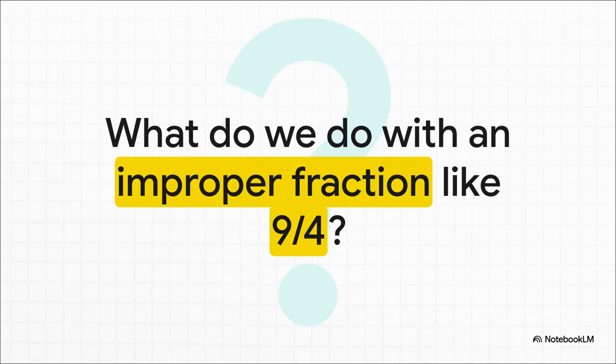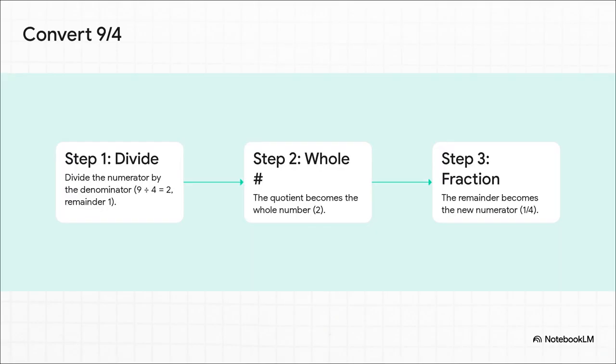If 9/4 means we have more than a whole, how do we write that in a way that's a little more intuitive? Well, there's a really easy way to express it more clearly. The process is really just simple division. You ask yourself, how many full groups of 4 can you make out of 9? The answer is 2, and that becomes your whole number. The one that's left over, that's the numerator of your new fraction. So 9/4 is really just 2 wholes and 1/4.